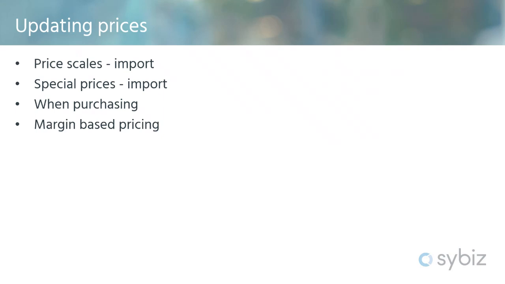Special prices can also be imported, and again, just like the supplier special prices, if you know that your price list or your special prices are going to be changing in October, you can import them now and set them to start in October, rather than frantically having to import them at the 11th hour.